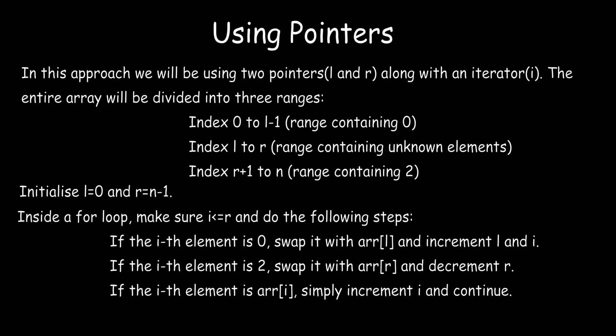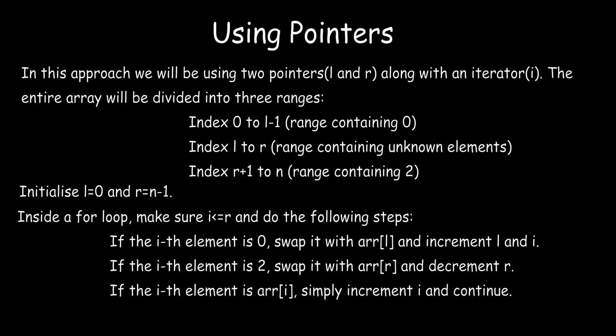We run a for loop with a condition of I less than or equal to R. In the for loop, if the ith element is 0, swap it with ARR of L and increment L and I. If the ith element is 2, swap it with ARR of R and decrement R. If the ith element is not 0 or 2, then simply increment I and continue. This is similar to the previous approach, but instead of pointer, we have I.